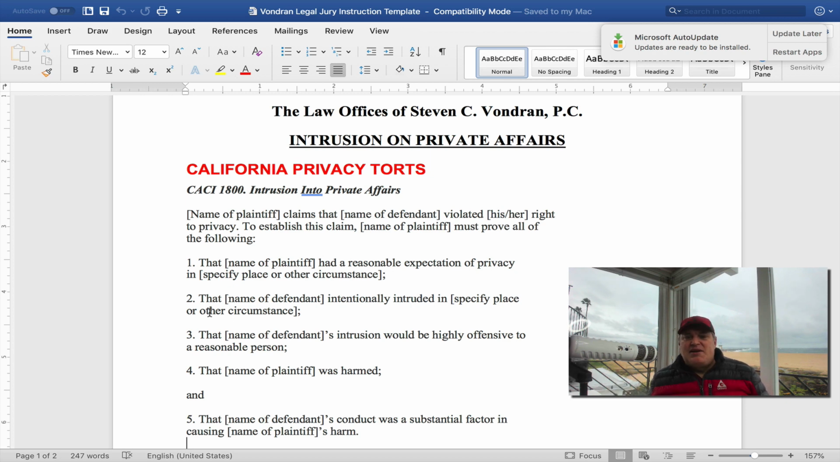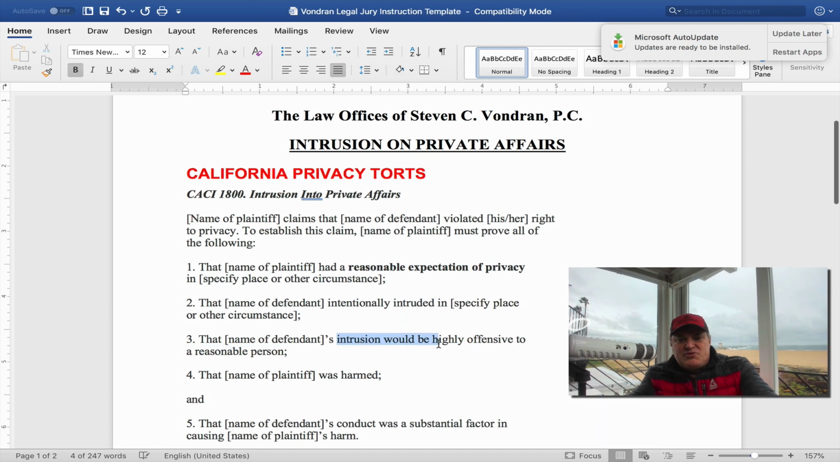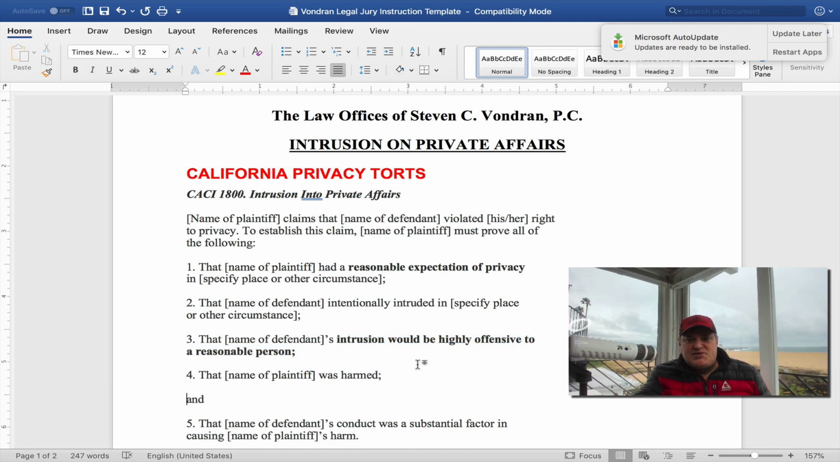So let's take a look at that. Actually, let's go down real quick because I'm going to talk about what is a reasonable expectation of privacy and intrusion being highly offensive to a reasonable person. These are the 2 tough ones, okay? So these are the things you have to get to.